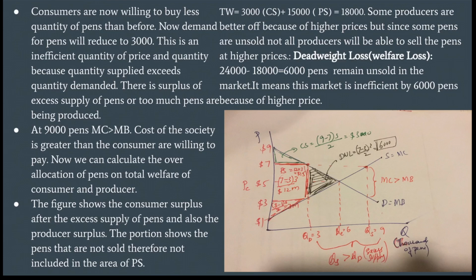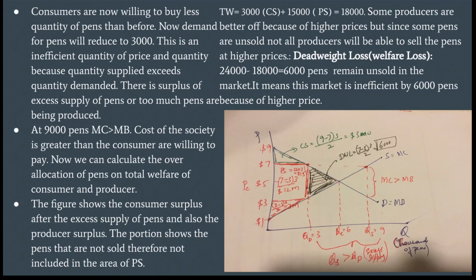There is a surplus of excess pens, or too many pens are being produced. At 9,000 pens, marginal cost is greater than marginal benefit. Cost to the society is greater than what the consumers are willing to pay. Now we can calculate the over-allocation of pens on total welfare of consumer and producer.